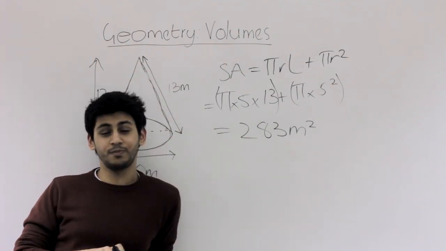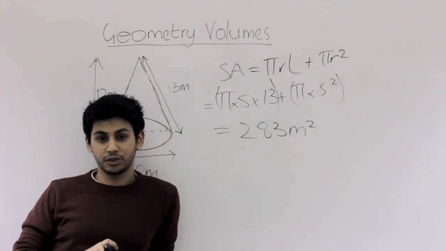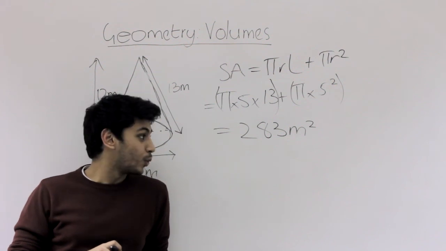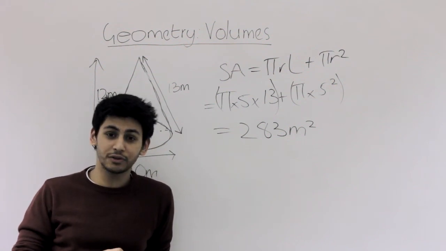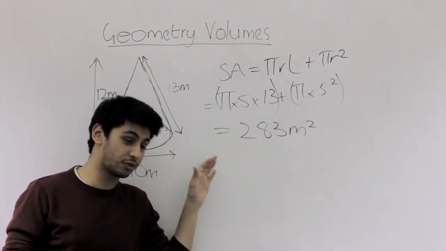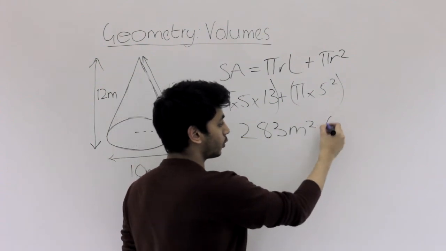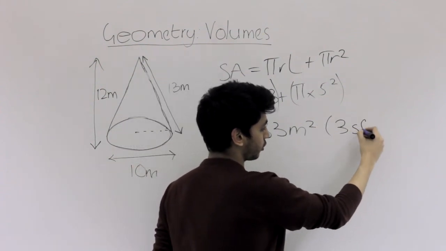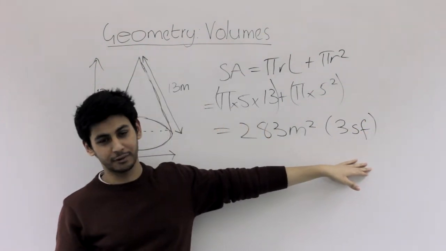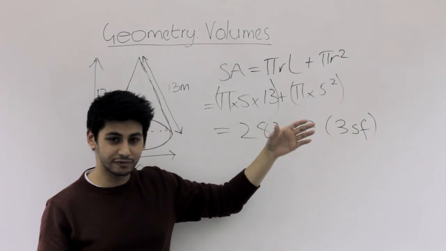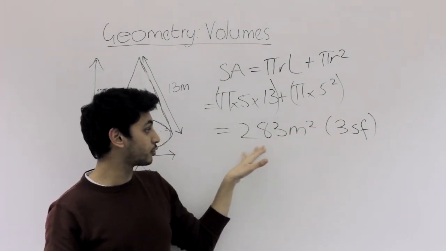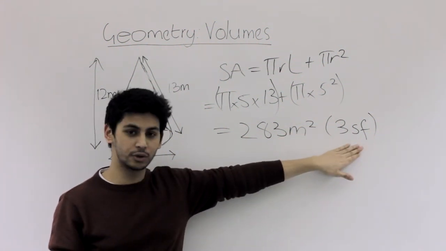One last part of the question. It told us to give our answer in 3 significant figures. Whenever you get a question telling you to put in 3 significant figures, you always have to round to 3 significant figures, and you also have to denote it. So we're going to just put 3SF. That way the marker knows we've rounded it. So if your value had some decimals in it, you would round it to 3 significant figures, and you have to denote this by 3SF.